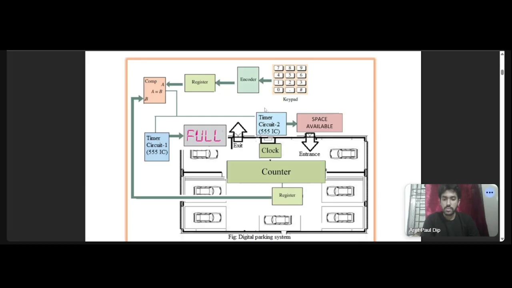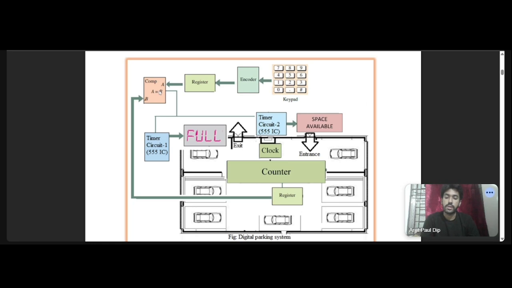Then we also had record of the exiting and entering cars, and counted the currently available cars in the parking system and stored that information in the counter. Then we sent the current count to the comparator and compared that with the maximum number of cars we can accommodate in our system.